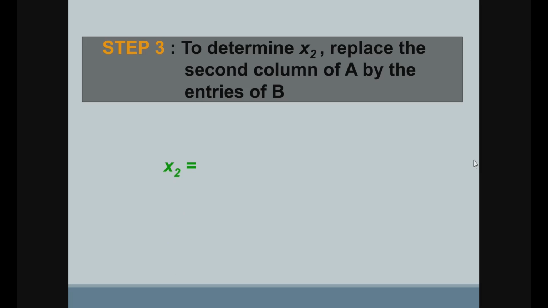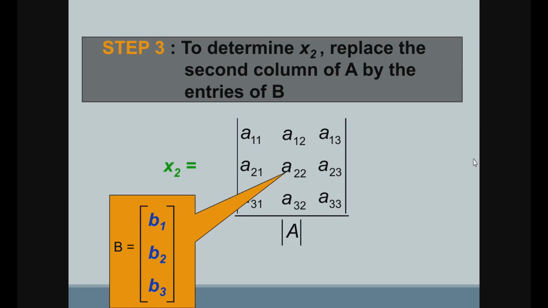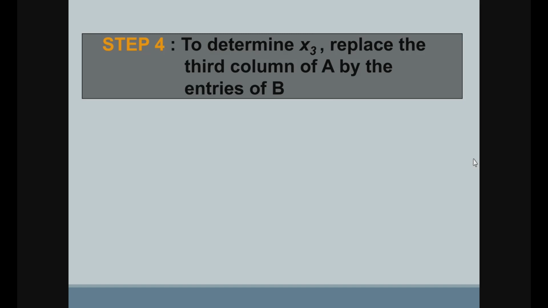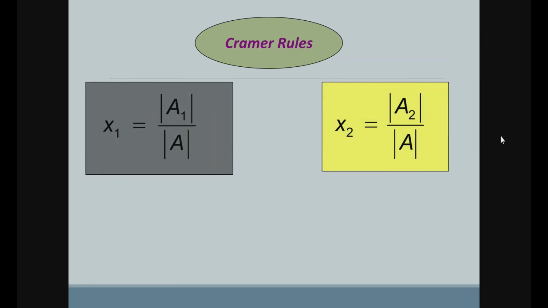The third step, to determine x2, we replace the second column of A by the entries of B. Then the last step, to determine x3, we replace the third column of A by the entries of B. Substitute here. We need to get the determinant of A3 over determinant of A. In Cramer's rule, we need to memorize this one.